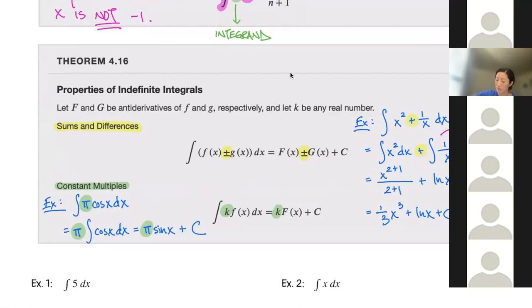Well, let's think about this. The derivative of sine is cosine. So where did cosine come from? It came from regular sine.